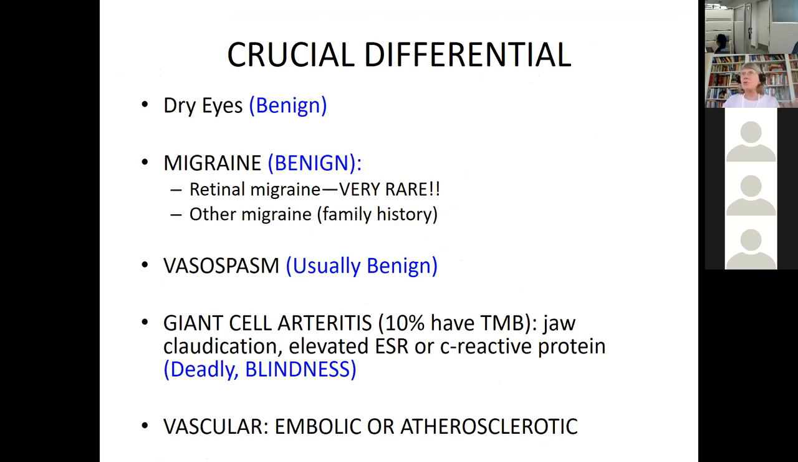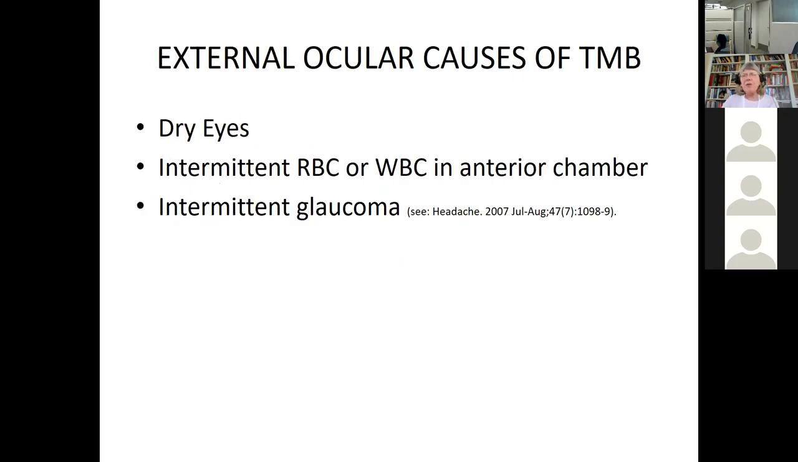Monocular visual loss can be from dry eyes and blurriness in one eye or both eyes. This is a benign condition. Migraine, of course, we've been talking about that. I'm going to show you vasospasm. That's usually benign. And many people, neuro-ophthalmologists in particular, believe that most of the retinal migraine that's in the literature is actually this vasospasm. The one I really don't want you to miss is transient monocular blindness in the elderly, because that can be deadly or lead to blindness. And of course, we're always looking for embolic phenomenon. The only other things that can cause this monocular blindness are intermittent glaucoma and intermittent red cells or white cells in the anterior chamber.